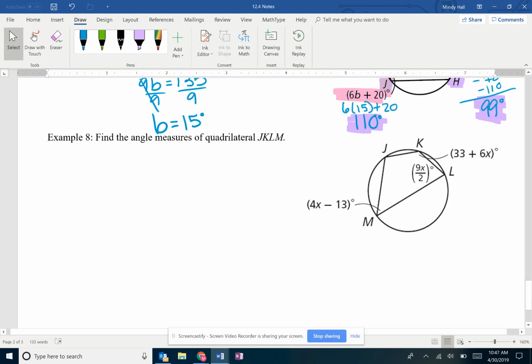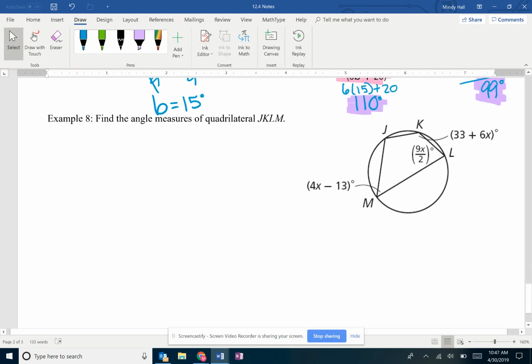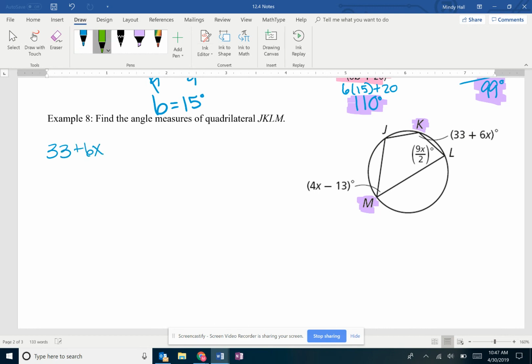So if we want to find the angle measures of this one, we're going to do the exact same thing, picking opposite angles. Draw. Why is it not reacting? There. Oh, it's thinking. Okay. So if you were to use L, notice there is nothing for J, so that doesn't help us. We kind of have to use K and M. So K and M, we would have 33 plus 6x plus M would be 4x minus 13.